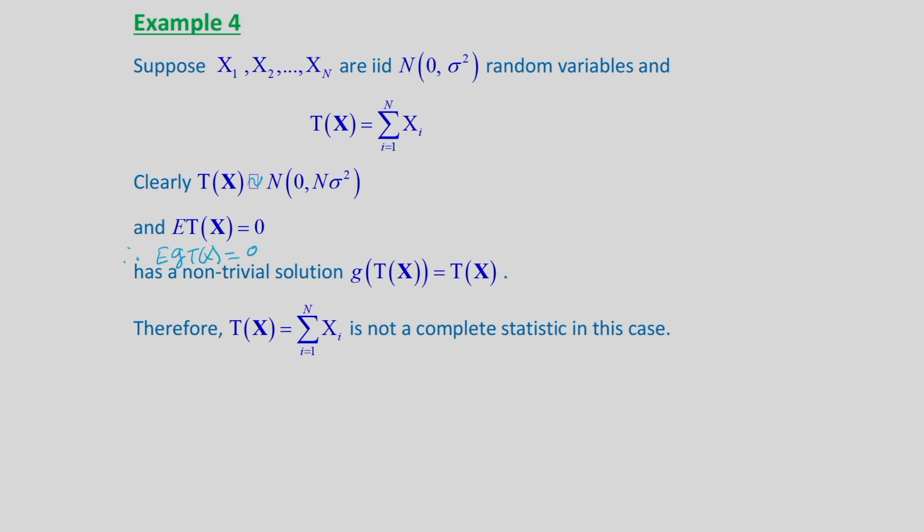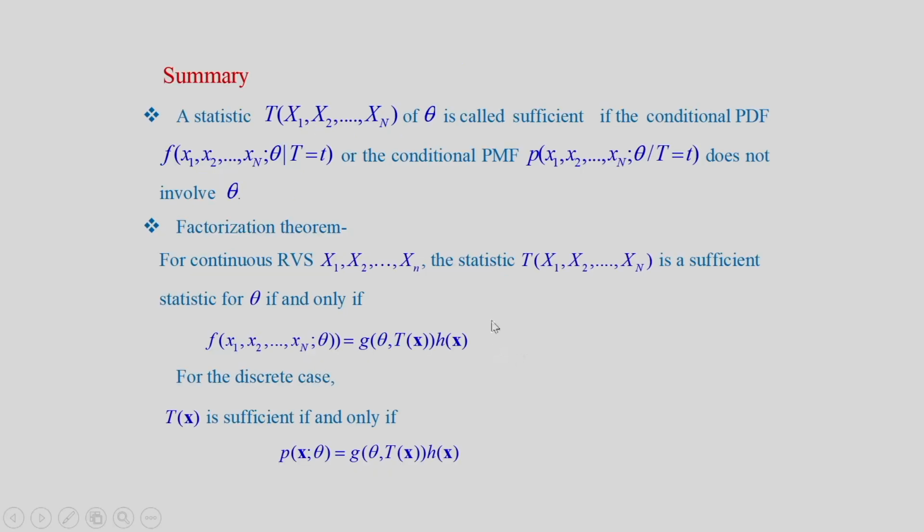So, this is for non-trivial x. Therefore, if we consider the equation E of g(T(x)) is equal to 0, it will have a non-trivial solution g(T(x)) is equal to T(x). If we substitute g of T(x) is equal to T(x), then this equation will be satisfied. Therefore, T(x), that is equal to summation Xi, i going from 1 to n, is not a complete statistic in this case. Let us summarize the class.